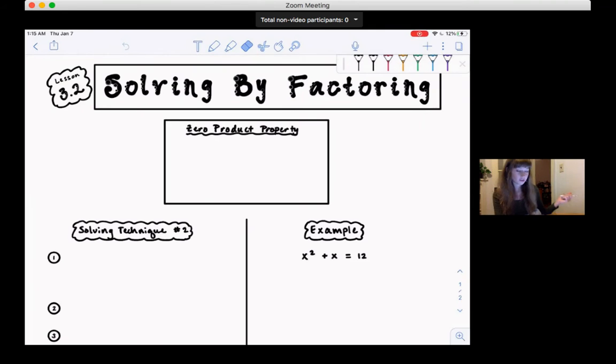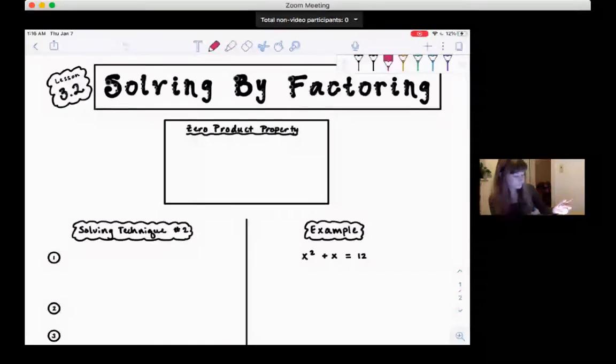We're continuing to learn about solving quadratic equations, and in this lesson we'll learn about solving by factoring. So this is going to combine some stuff we learned in last unit. To solve by factoring, we need to know something called the zero product property. And this is a fancy name for a pretty simple fact that you guys probably kind of intuitively already know.